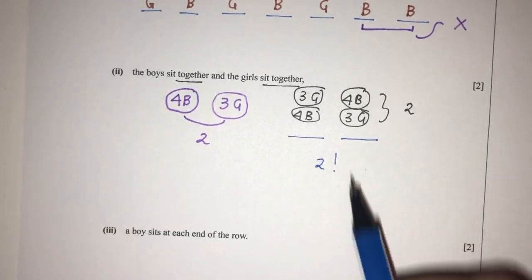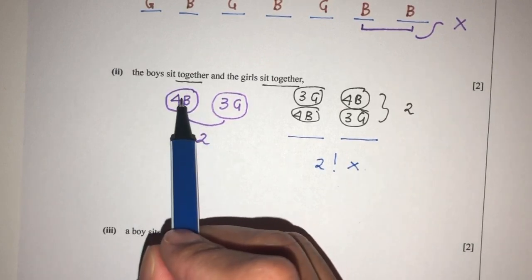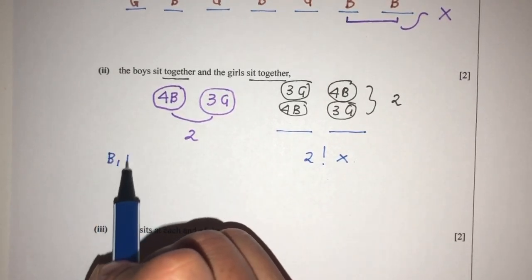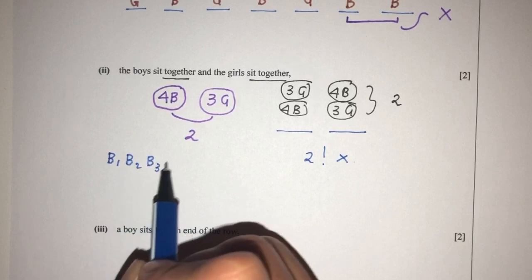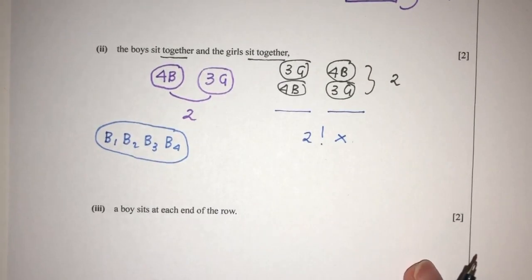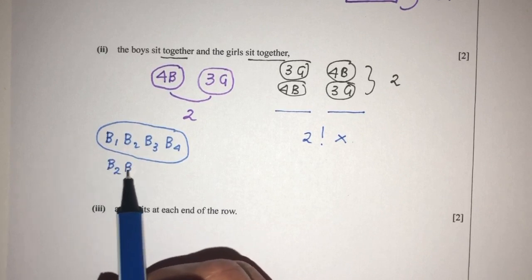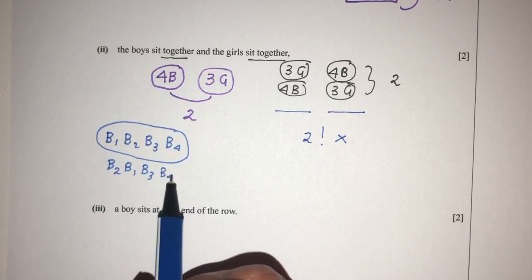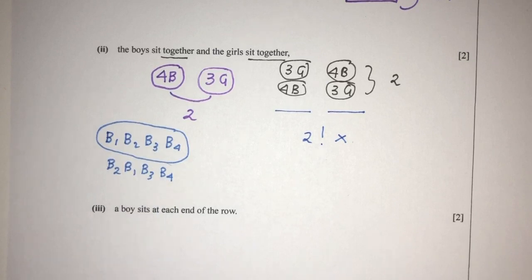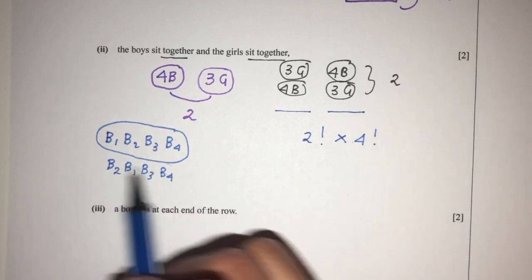That's the first step. Now, we have to understand that inside the group, when they are together, they can rearrange among themselves. What do I mean? For example, you have boy 1, boy 2, boy 3, and boy 4. They are in the group, they sit together. In the same group, I can rearrange all these boys. For example, I can first put boy 2, boy 1, boy 3, and boy 4. As you can see, this is a different arrangement. Because we have 4 different boys, we will have 4 factorial ways of arranging the boys in this group.